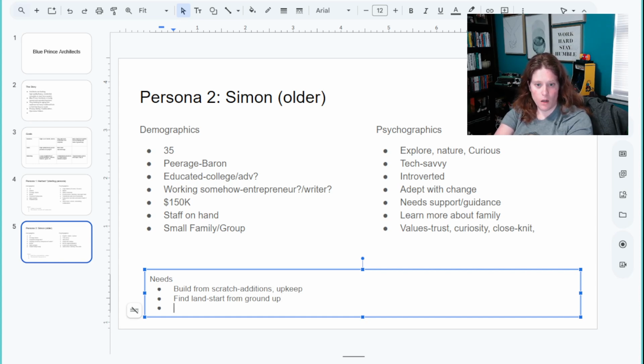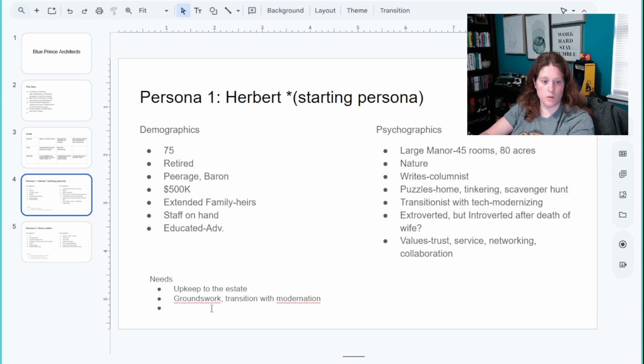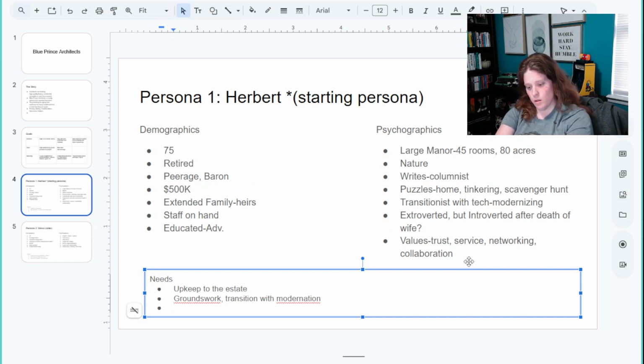And then again, with needs, you have that support and guidance. You're making it, you're starting off more modern, so you're starting with new materials. And with this one, you're having to integrate them.